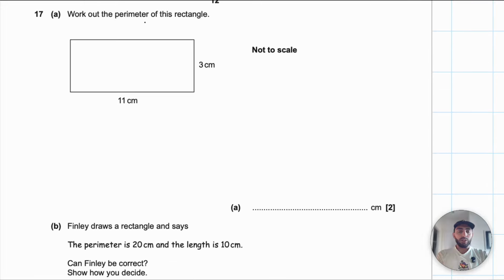Question 17. Work out the perimeter of this rectangle. We've got sides of 11 and 3. So 11 and 3 is equal to 14. And we need to multiply it by 2 because the opposite sides are going to be equal. 14 times 2 is 28 centimeters.